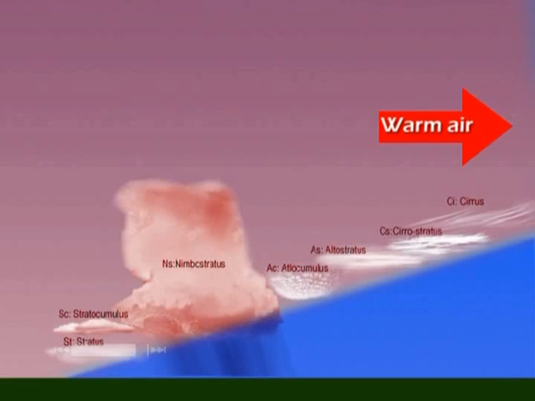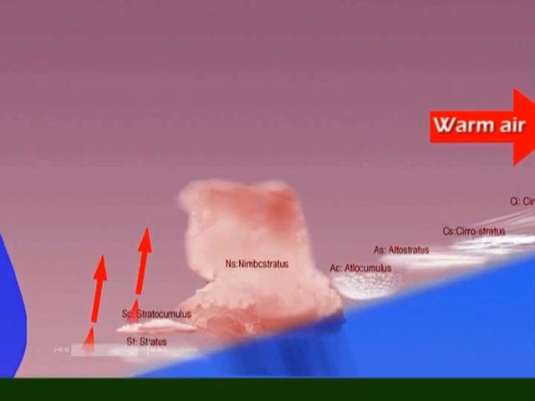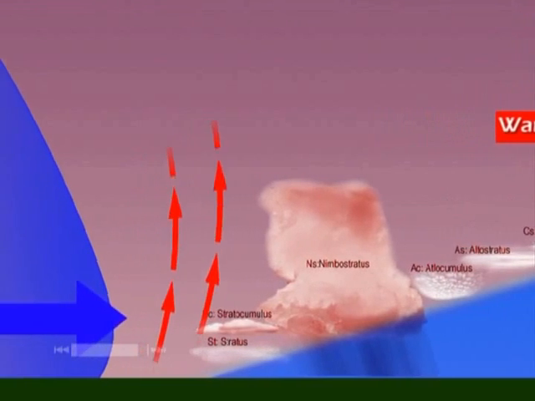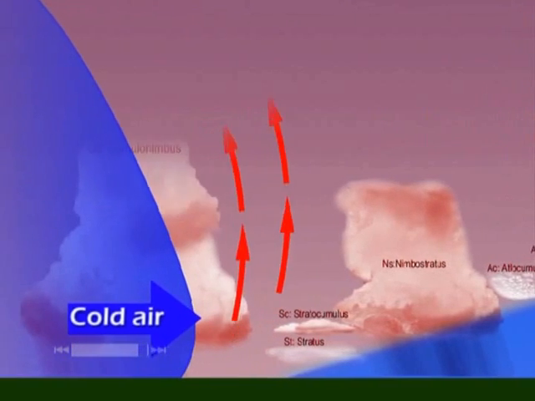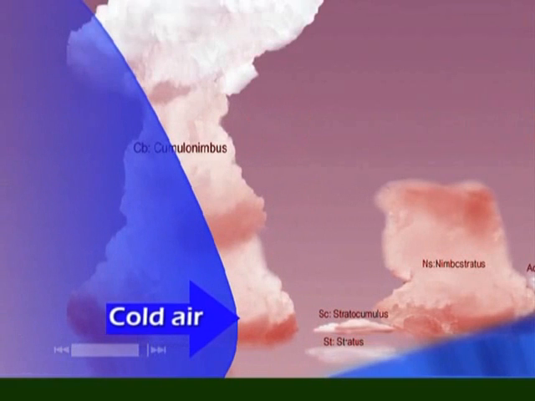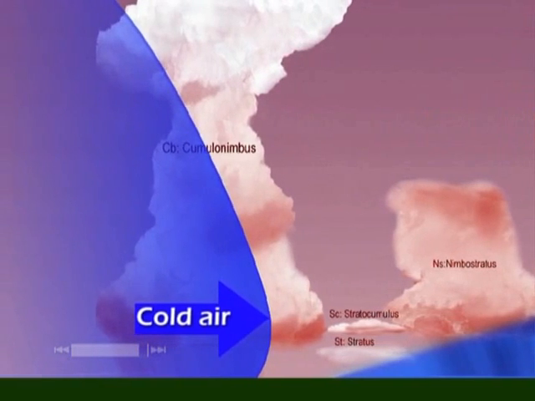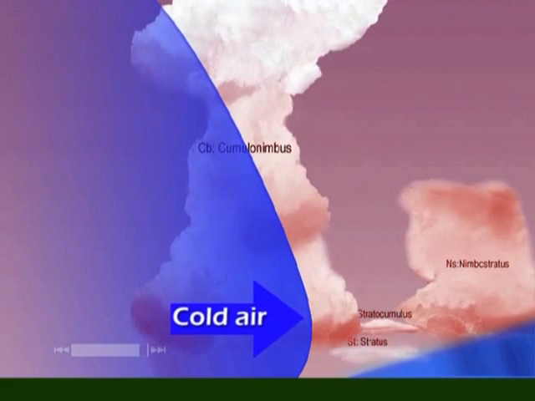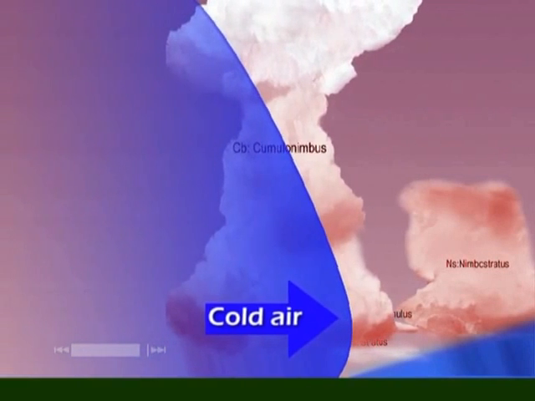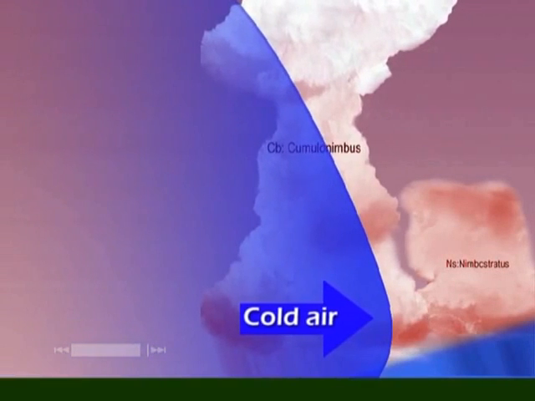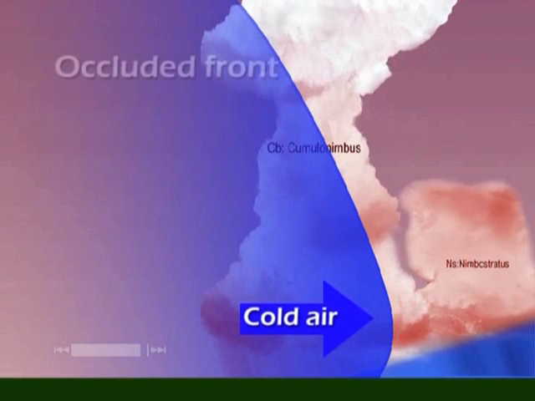Then, the cold front moves in quickly, behind the slower moving warm front. The mass of cold air being denser, it undercuts the warm air, forcing it to rise. The warm air condenses quickly and abruptly, causing storm clouds such as cumulonimbus to form. The air mass becomes quite unstable. Ground level temperatures decrease. When a cold front catches up with a warm front, it's called an occluded front.